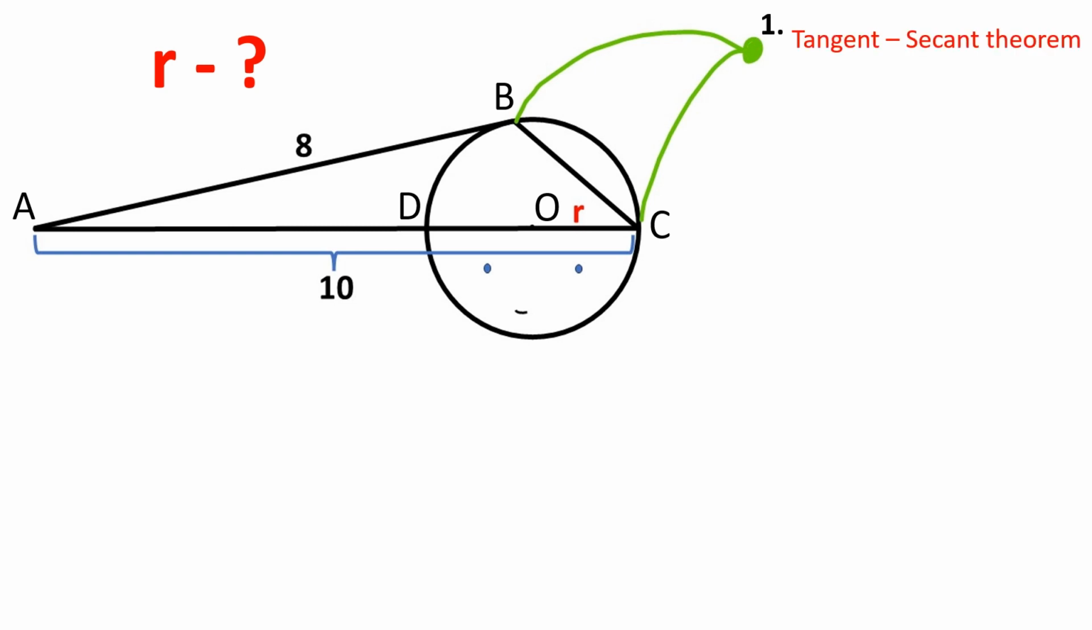We can use the tangent-secant theorem to solve this problem. If a tangent segment and a secant segment are drawn to a circle from an exterior point, then the square of the tangent segment length is equal to the product of the secant segment and its external secant segment length. AB squared is equal to the product of AC and AD.